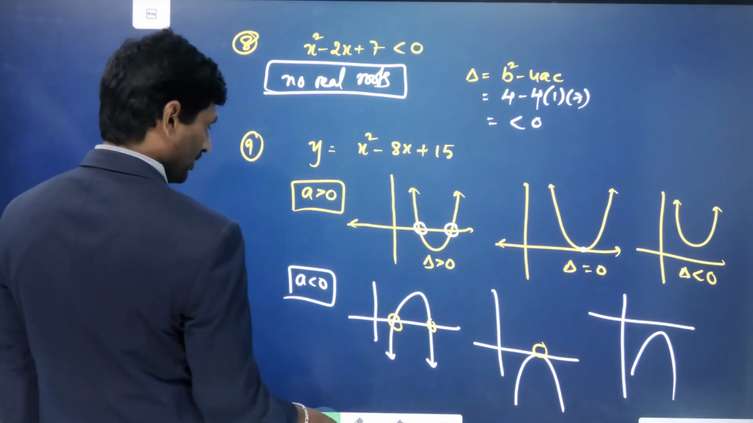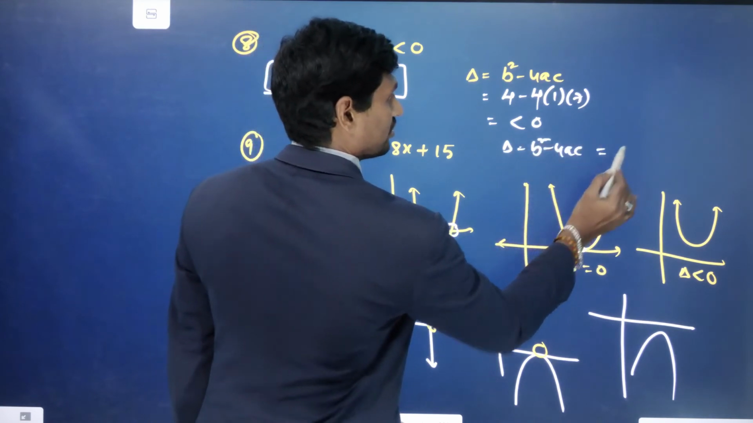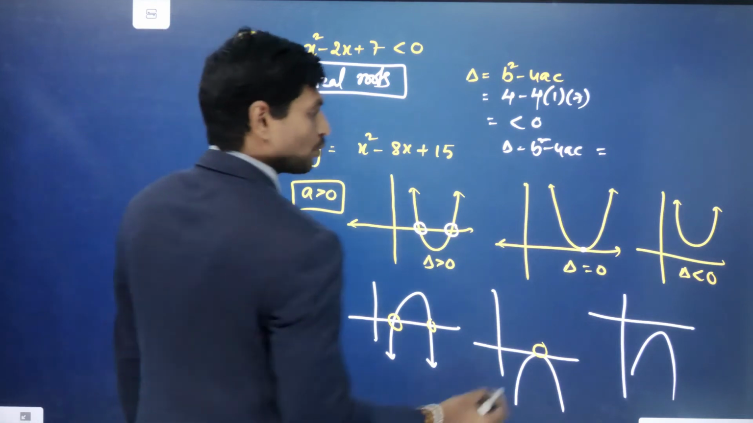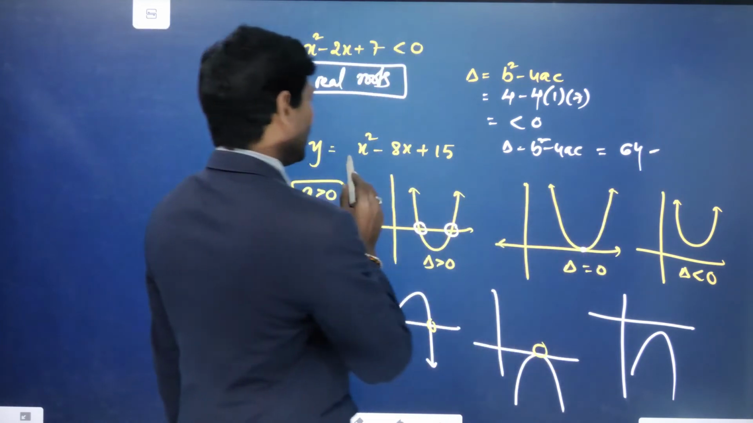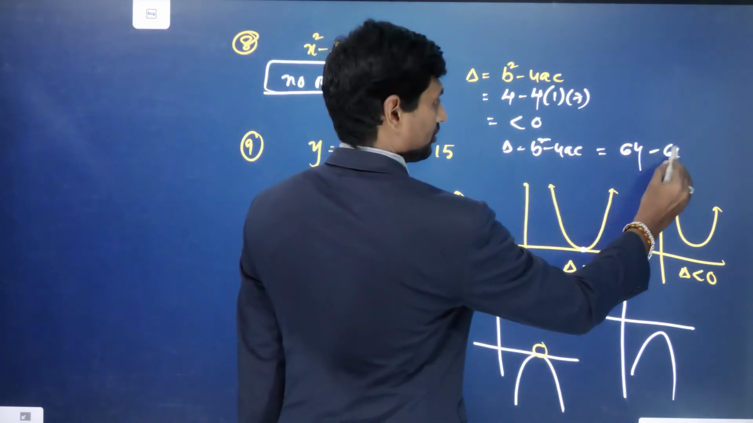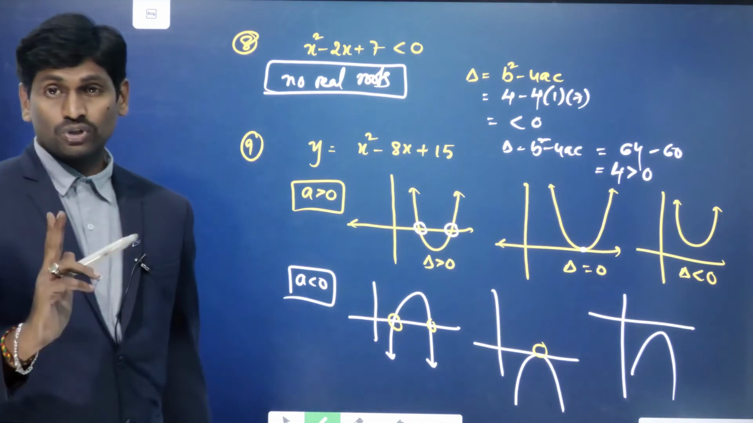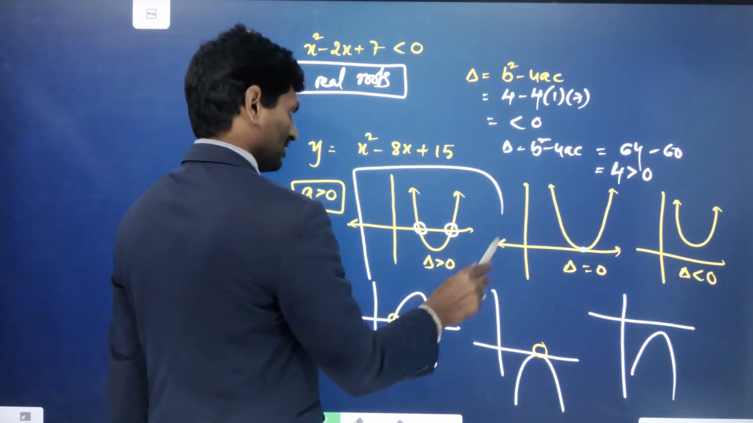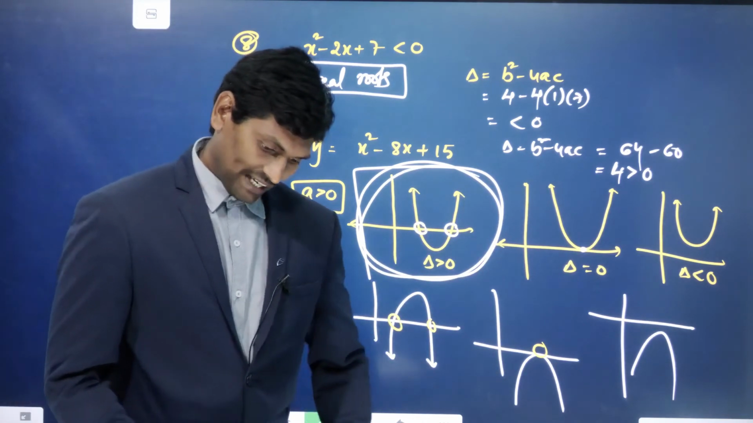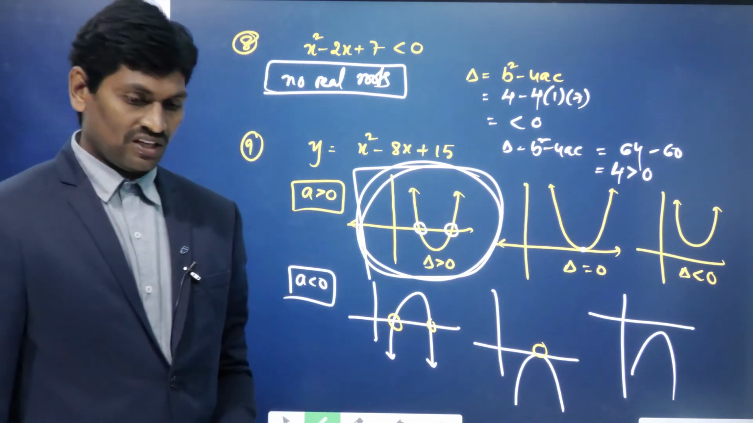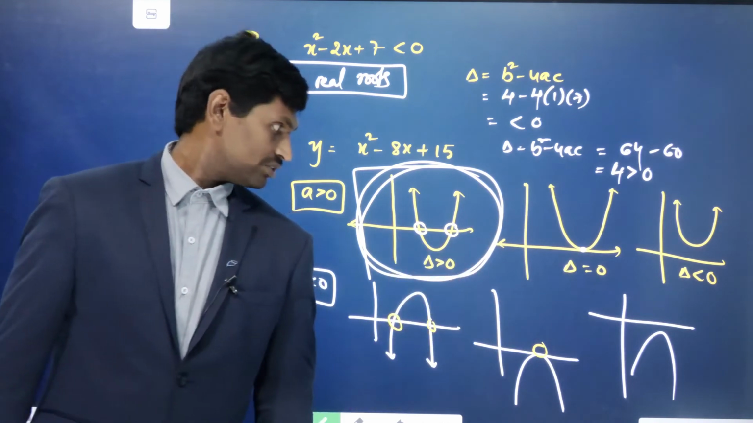What is the delta value? B square minus 4ac. B value is minus 8, square. Minus 8 into minus 8 is plus 64. Minus 4ac, 4 into 1, 4, 4 15s are 60. So 4 is greater than 0. So we will get 2 real roots, first case. So the parabola touches the x-axis at 2 distinct points. That is the solution. Please note it.